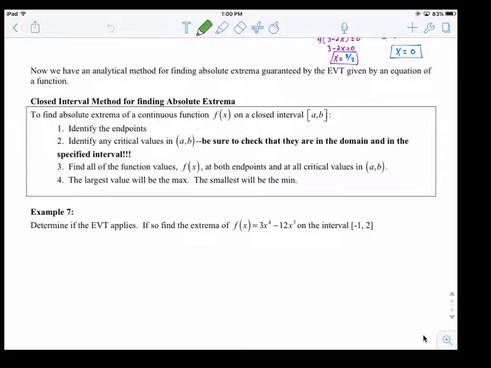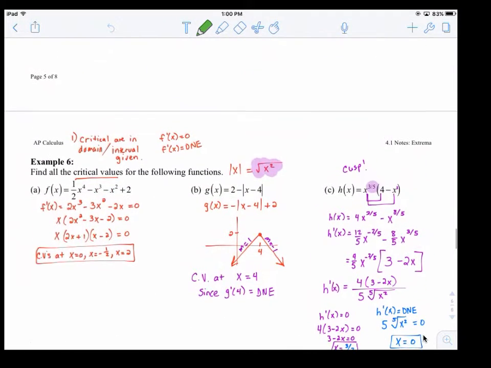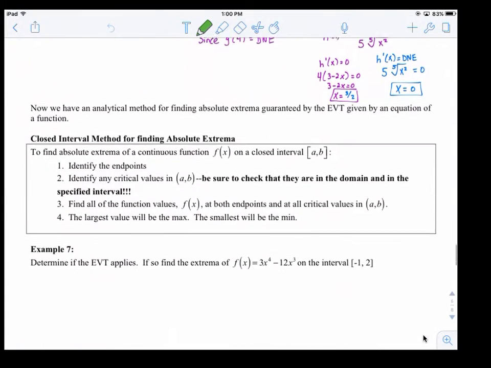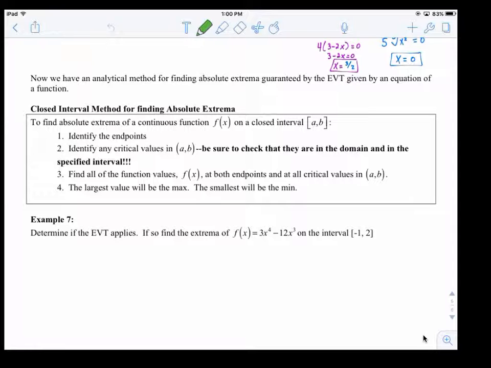All right, so yesterday we were talking about finding critical values. Again, that's where your derivative is equal to 0 or does not exist, and you have to make sure that the critical values are in your given interval. Now, building off of that, we're going to use what's called the closed interval method for finding absolute extrema. We're going to be able to figure out what an absolute max and absolute min is from a graph. Now you're going to be able to know how to do it from an equation.